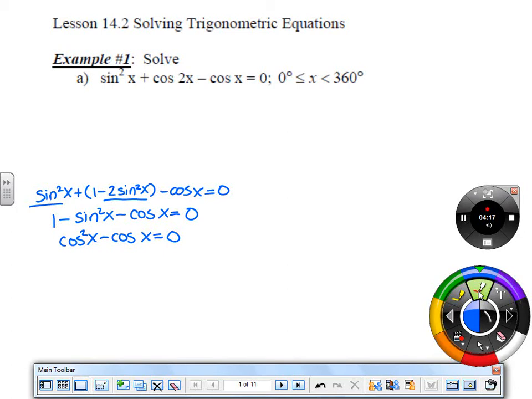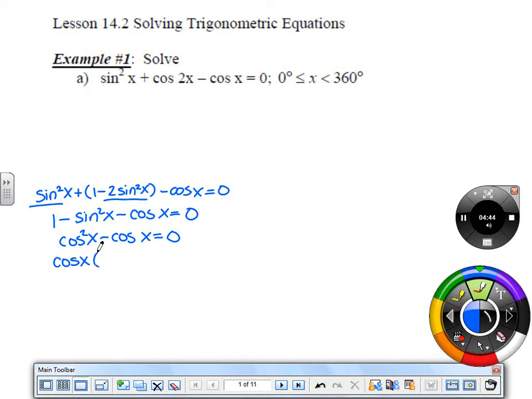Okay, now cosine squared x and cosine x aren't the same thing, but if I can get everything down to the same angle with the same trig function, I can now try some of those factoring techniques that we talked about with quadratics. So this is like having x squared minus x equals 0 in quadratic worlds, right? We have the same variable. Here it's just squared, here it's not. So what I would do is I would look to factor this.